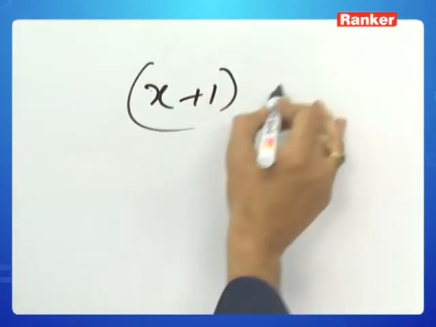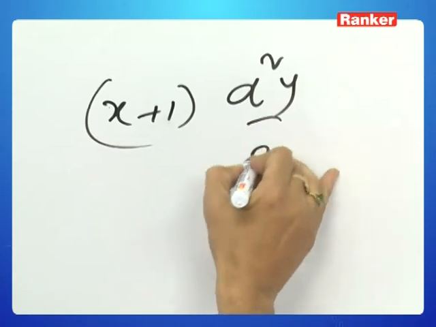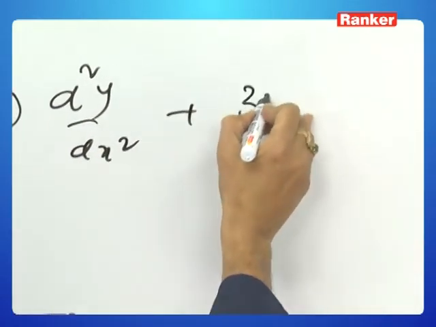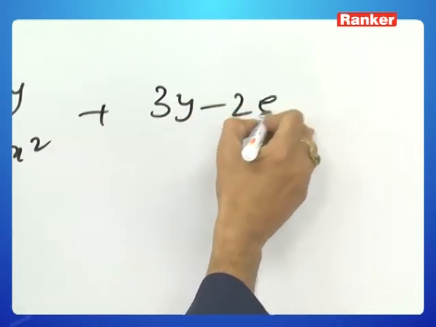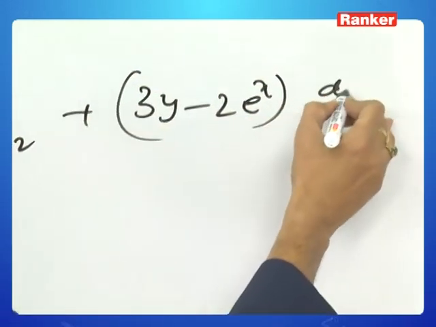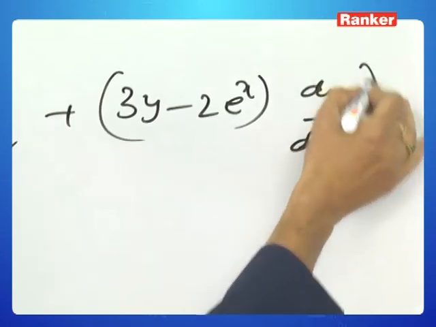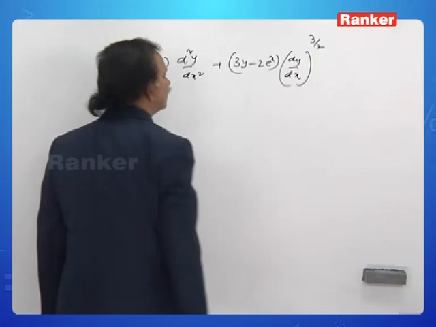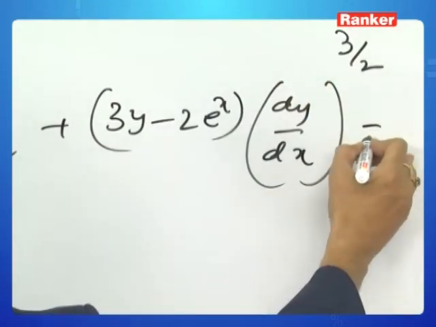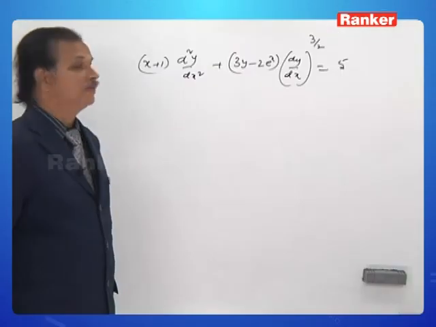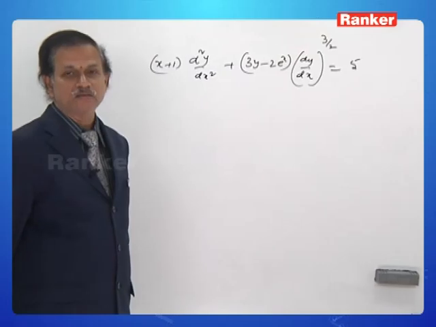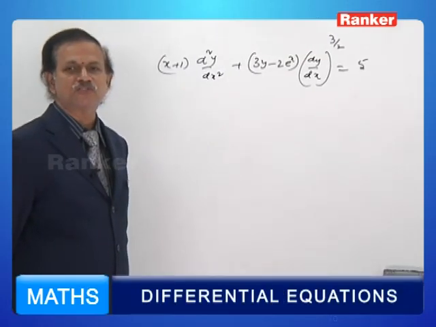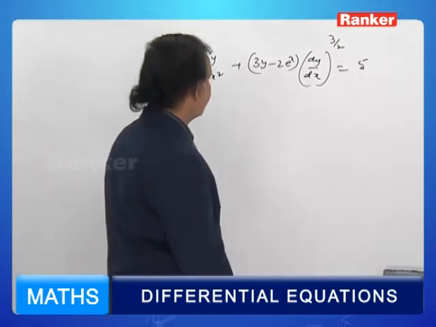(x plus 1) into d square y by dx square plus 3y minus 2e power x into dy by dx, whole to the power of 3 by 2, is equal to 5. In the exponent, 3 by 2 is there. So that is a radical exponent. It is to be removed.